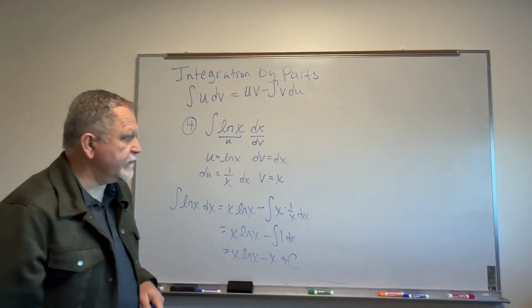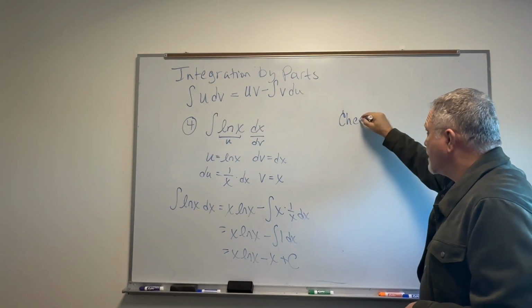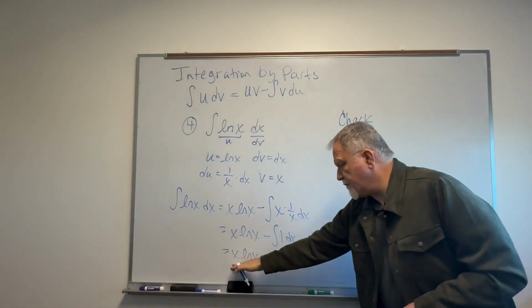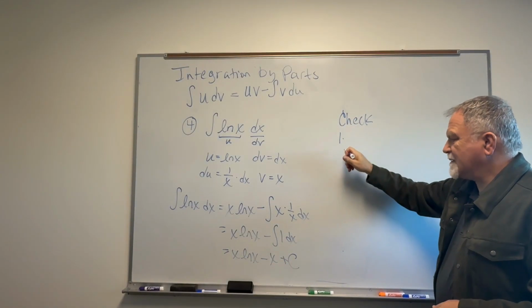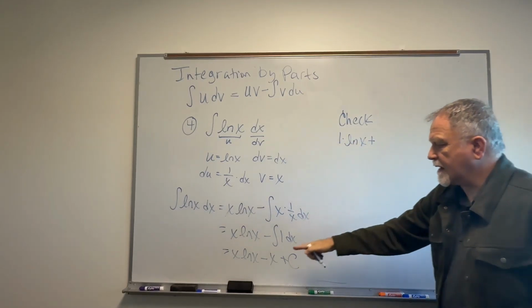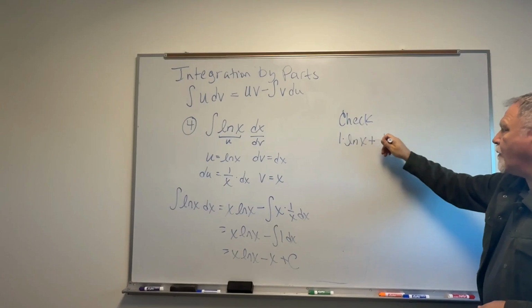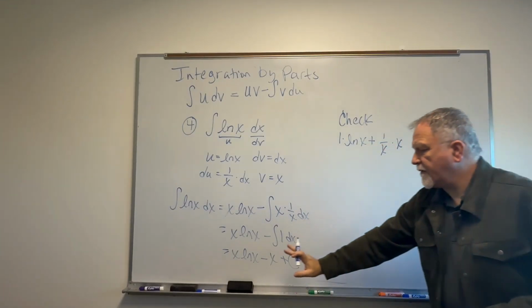Now, let's convince ourselves that we're all right. Let's check it by finding the derivative. Okay, we're going to find the derivative of this. We're going to have to use the product rule. Derivative of the first is 1 times the second, which is natural log of x, plus the derivative of the second, which is 1 over x times the first.